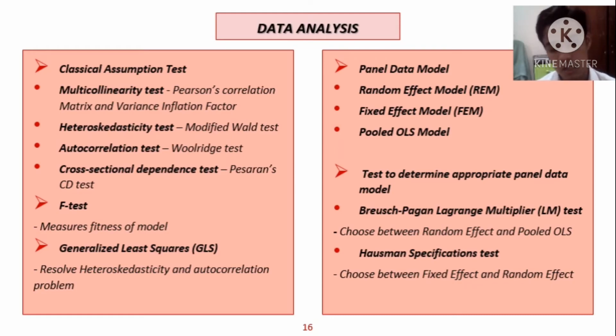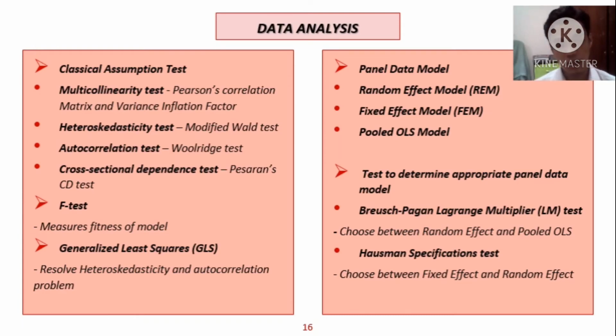This test is chosen between random effect and pool OLS, with the null hypothesis that pool OLS is appropriate. Next, we are using the Hausman specification test. This test is chosen between fixed effect and random effect, and the null hypothesis is that random effect is appropriate.